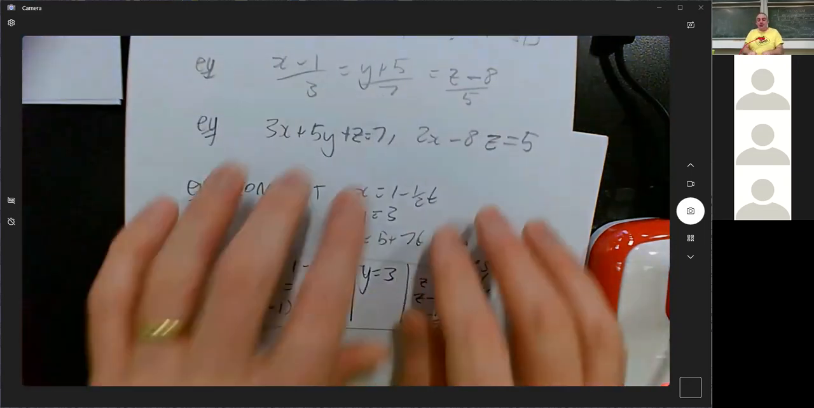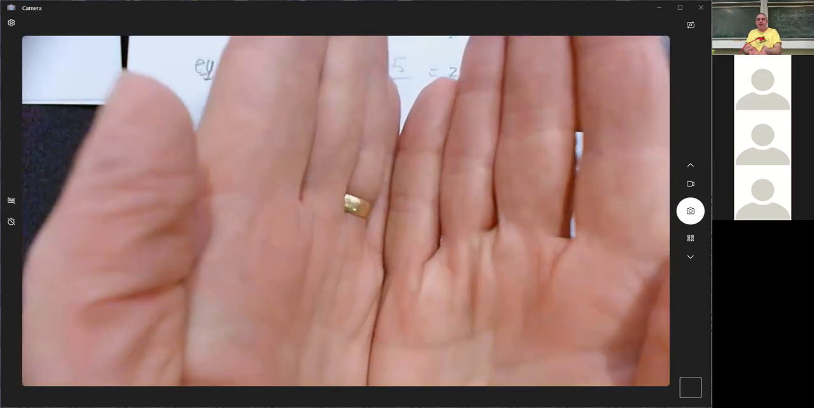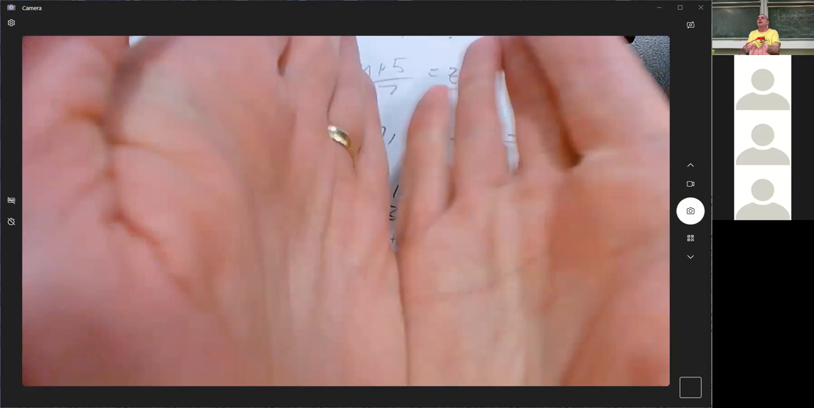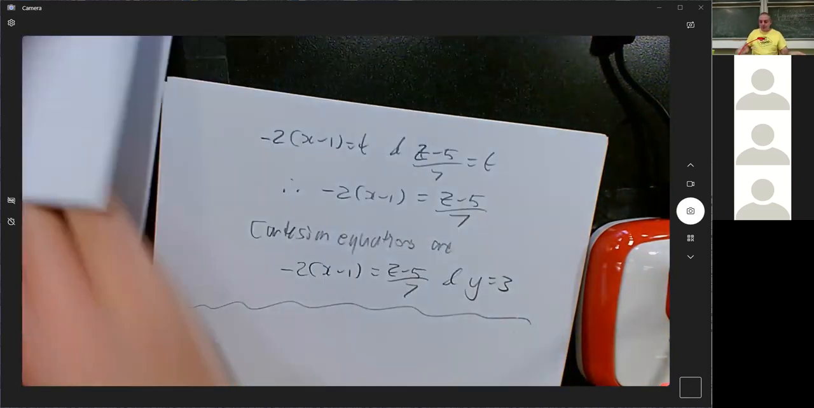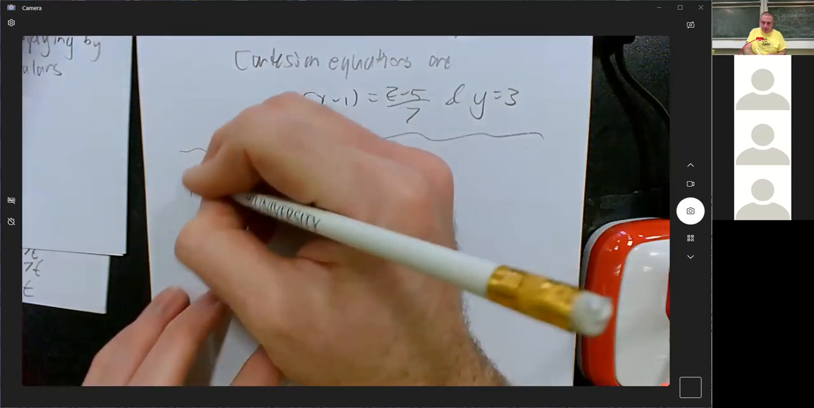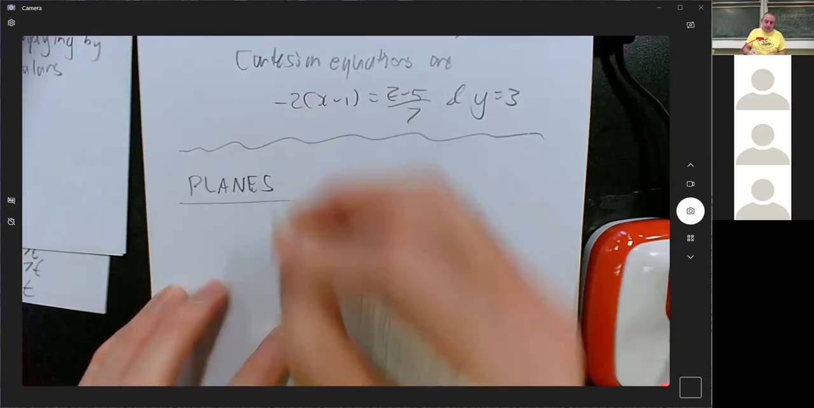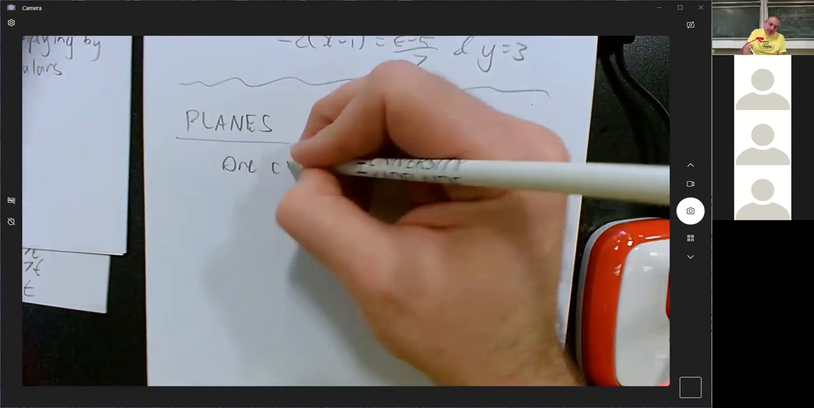And the reason why you need 2 equations in 3D is so that you have one plane and another plane, and the place where they meet is a line down there. So you need 2 equations because one equation isn't enough to make a line, it only makes a plane. So planes have one Cartesian equation.